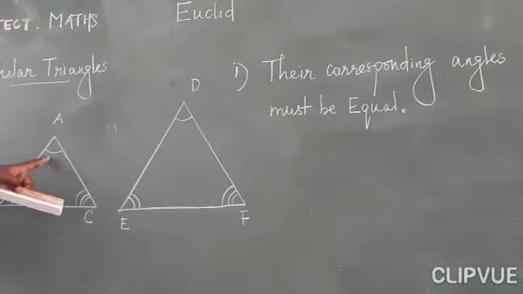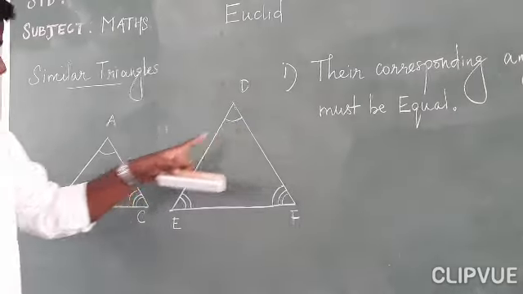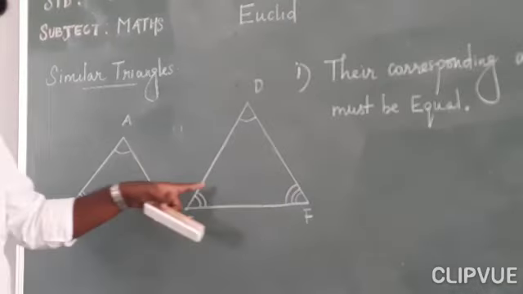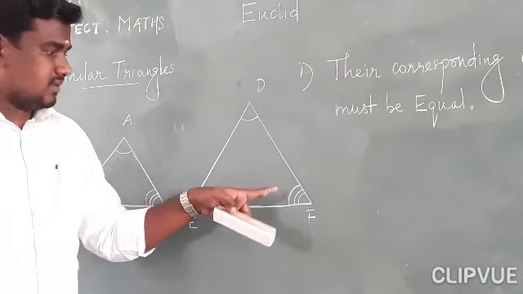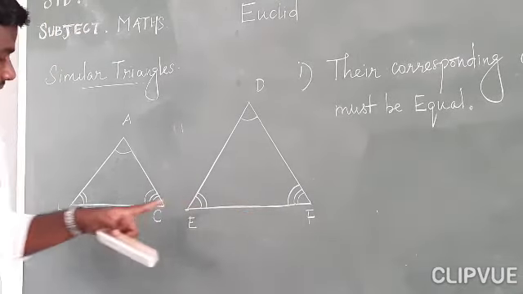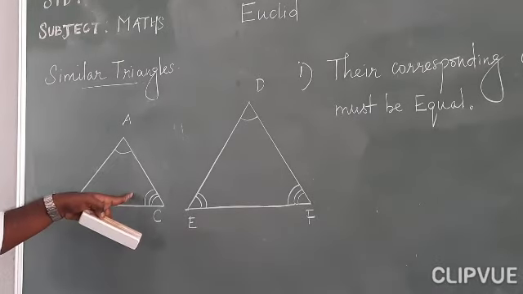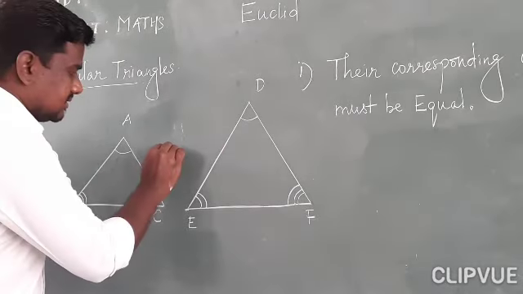Okay, if it is 40 degrees, it should be 40. If it is 60, it is also 60. So the remaining: 60 plus 40 is 100, so it should be 80. So angle F equals 80, which means angle C is also 80. Then we can say the two triangles are similar.